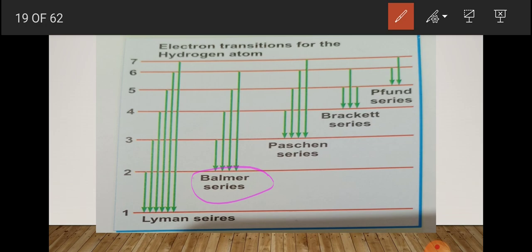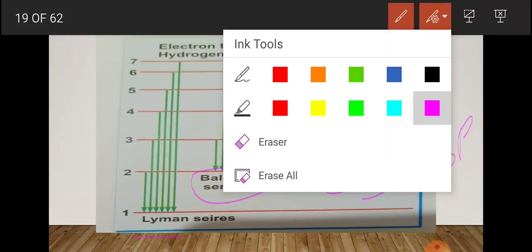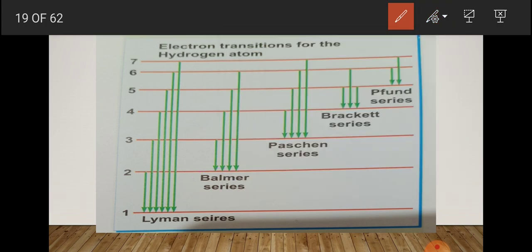So you have to learn it: Lyman, Balmer, Paschen, Brackett, Pfund. Say this for 3-4 days and then you will learn it by heart. LBP, BP, the short form you can learn. Lyman, Balmer, Paschen, Brackett, Pfund. Like this you have to learn it. When you learn it in sequence, then it will be easy for you to get the one formula, and for all the series you can make your own formula.